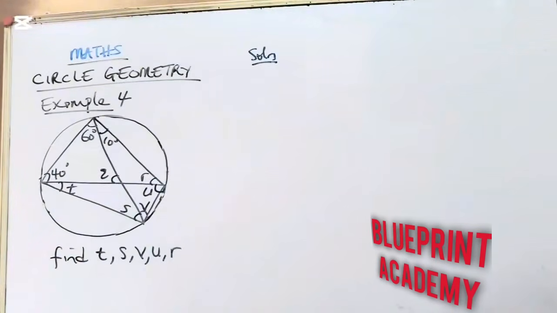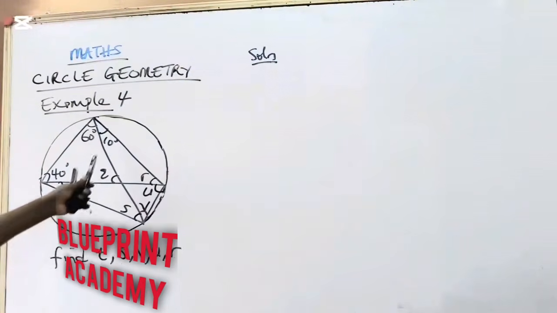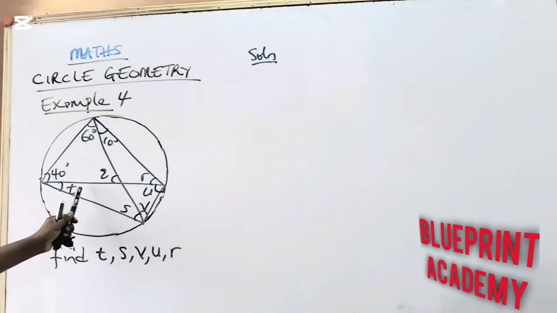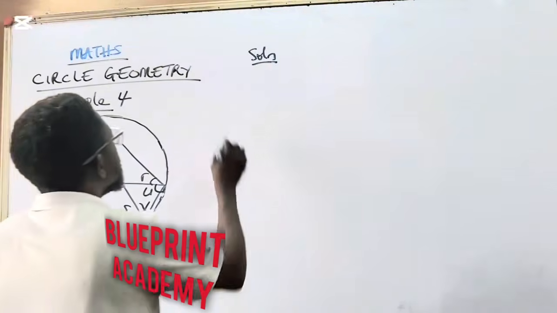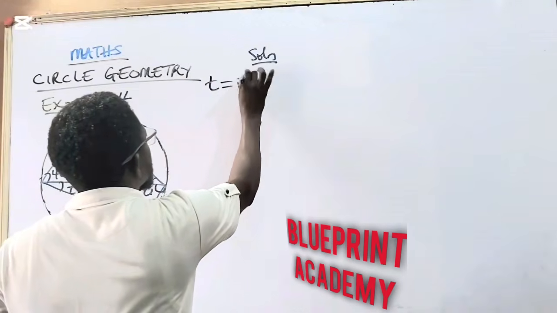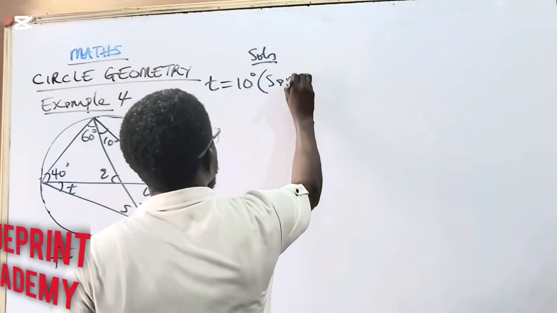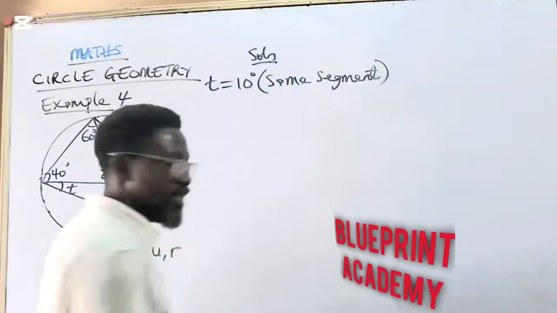Okay, take a look at this now. What is the first thing we observe? This angle and this T, they are in the same segment. So I'll get T equals 10 degrees. Same segment.